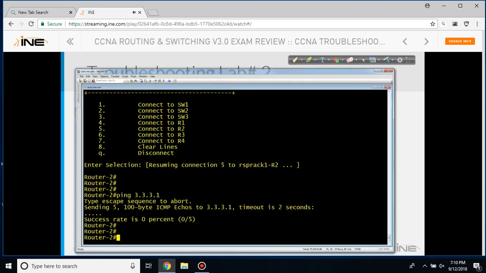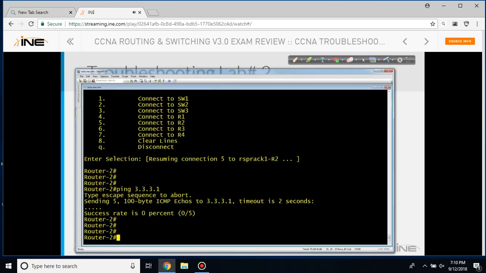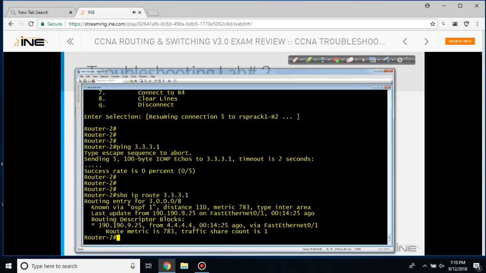So I would start the same way. I would start by checking to see if I have a route to the destination I'm trying to reach. And I do. So I have a route, and this route was learned via FastEthernet 0/1 from 4444. Okay, then let's go to router 4. He should also have a route since he had something to send to me, but let's just check.